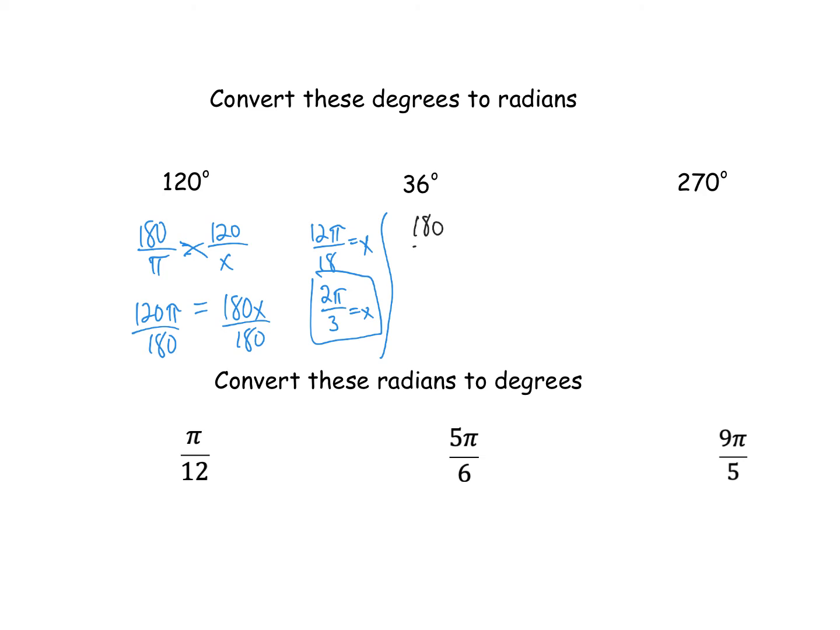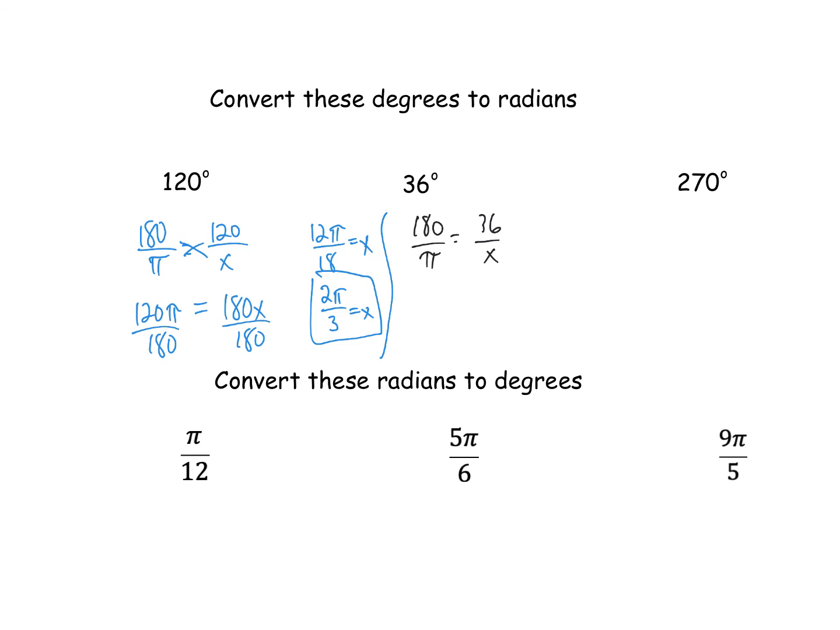So 180 over x equals 180 over pi. I messed that up. Equals 36 over x. And so this thing's never going to change, that 180 over pi. That's always going to be there. Then on the other side of the fraction, you're just going to fill in what you know.